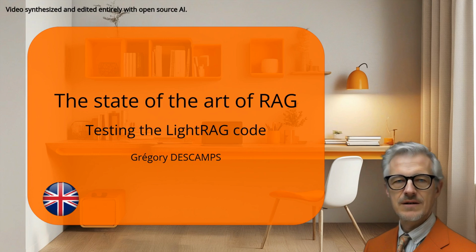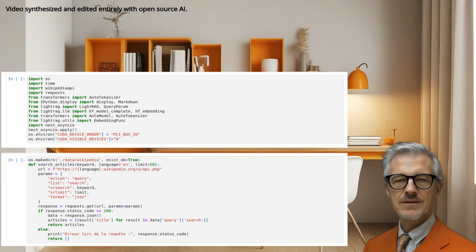Welcome to this video. We are going to test the LightRAG code. As a reminder, we saw in the previous video that LightRAG is the state-of-the-art in retrieval augmented generation. After importing Python libraries to test the LightRAG code, we will download a set of Wikipedia pages.